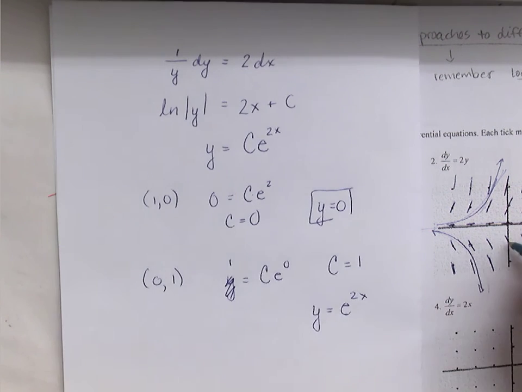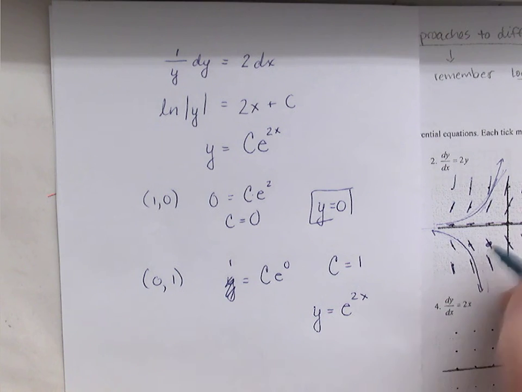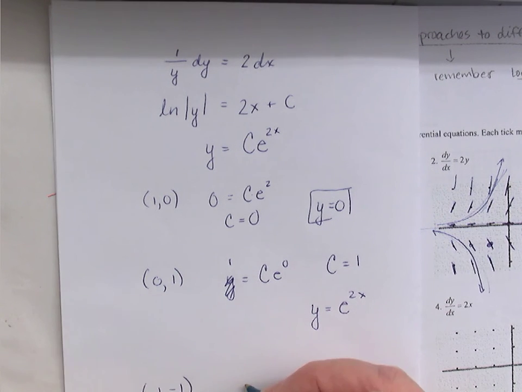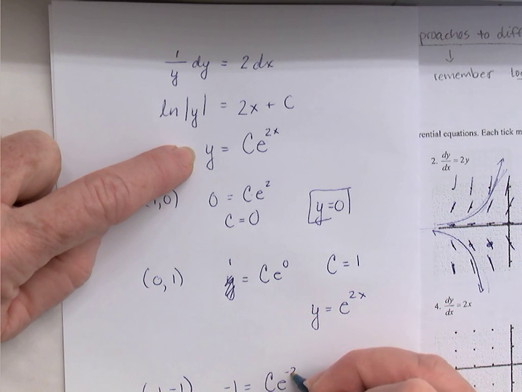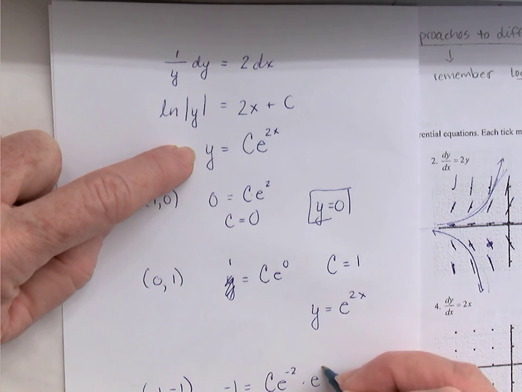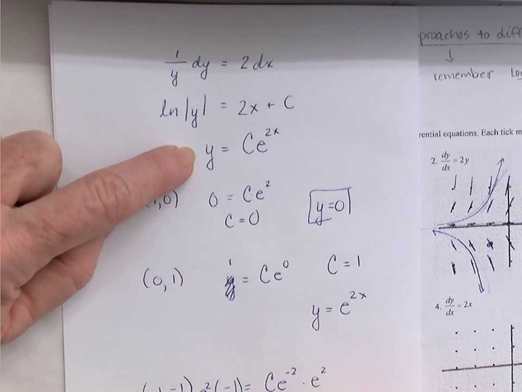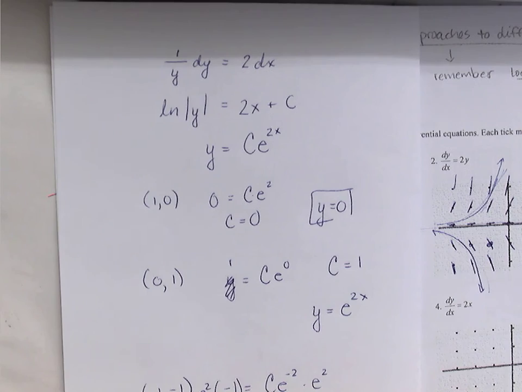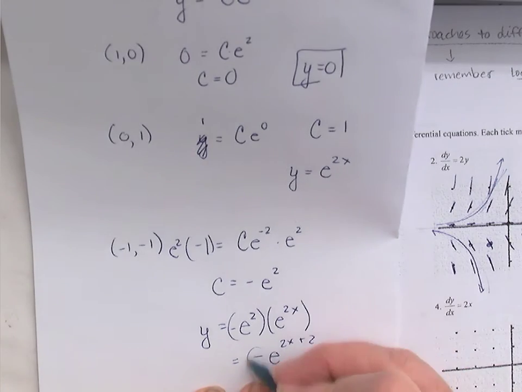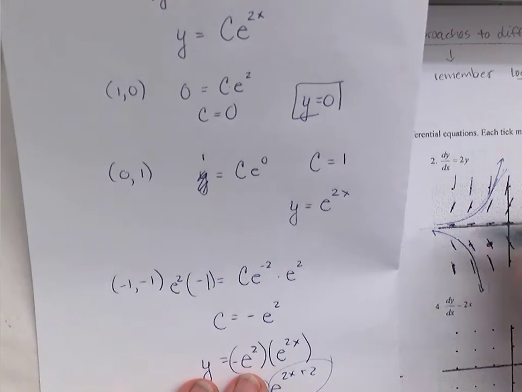And on the other hand, if I knew this went through the ordered pair, let's suppose negative 1, negative 1, then I would have the equation negative 1 equals c e to the negative 2, which means I'm going to multiply both sides by e to the second. C is equal to negative e to the second. So the equation would be y is equal to negative e to the second times e to the 2x, which is negative e to the 2x plus 2. But in any case, what's important here is that we're taking the opposite of an exponential function. So that works as well.